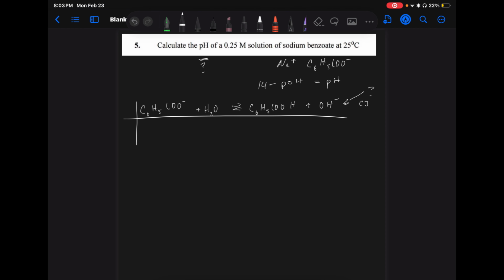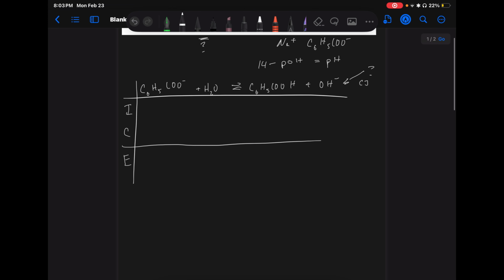So now making an ice table real quick. ICE: it's just initial, change, and equilibrium. I remember I used to think this was "eventual", and I actually got docked marks on my lab for writing that, which is kind of tragic, but I guess that's how we learn.